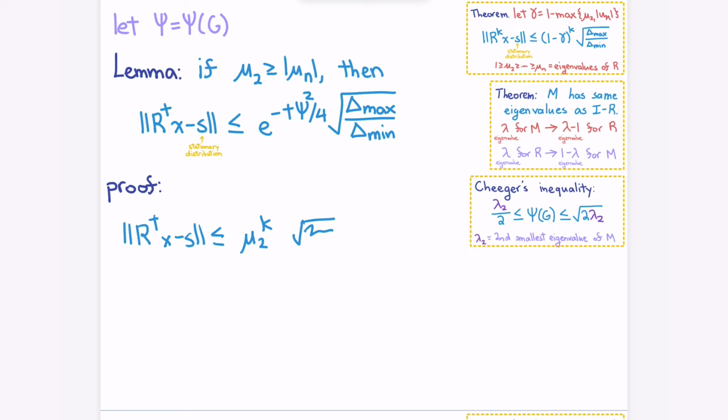Oh, r to the t, but let me switch that to k. Or I can switch it to t. Okay. Yeah, so this was meant to be a letter and not a biblical reference. Okay. Yeah, so after t steps. Sorry, yes. The mu's are referring to the eigenvalues of R. Lambdas are referring to eigenvalues of M.